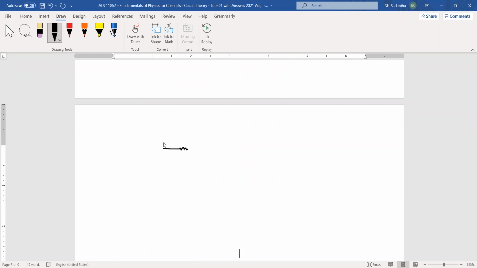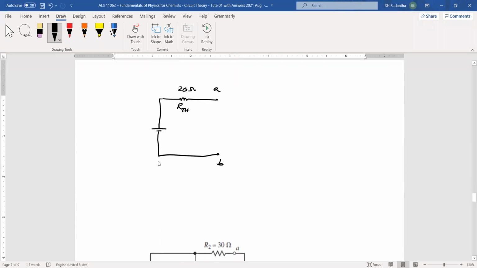Then we can draw the Thevenin's equivalent circuit. This is RTH. It's 20 ohms. And this is the Thevenin voltage. This is point B. This is point A. Thevenin voltage is here, 10 volts. Now we can add our removed component here. Then we can find IL.